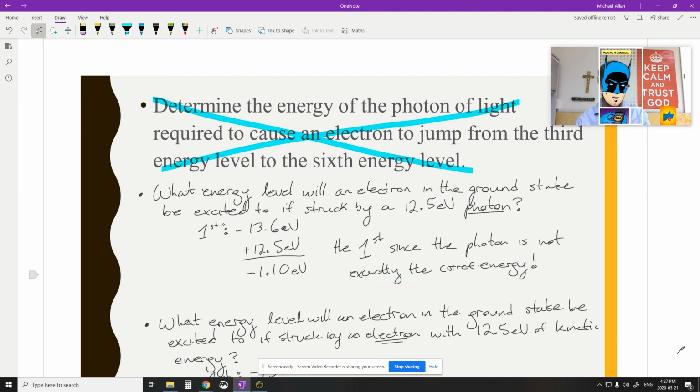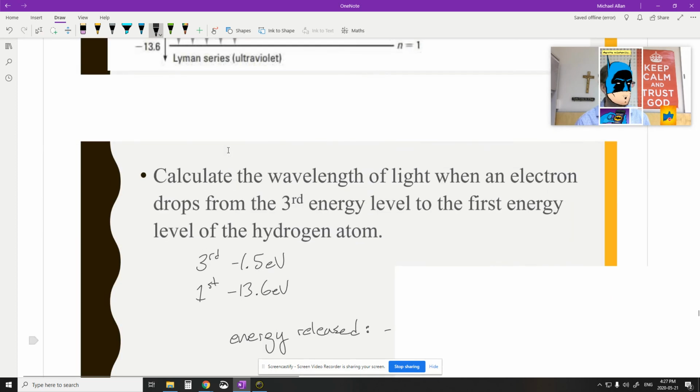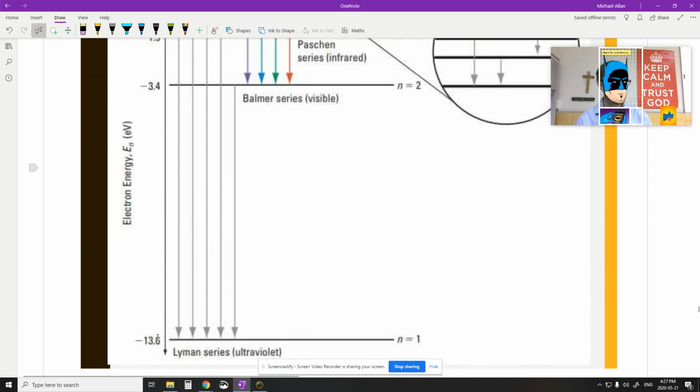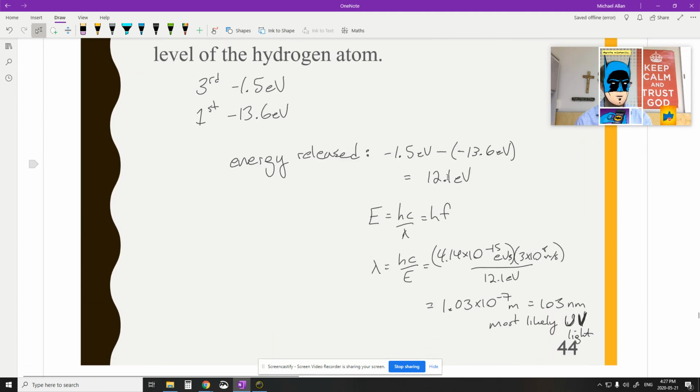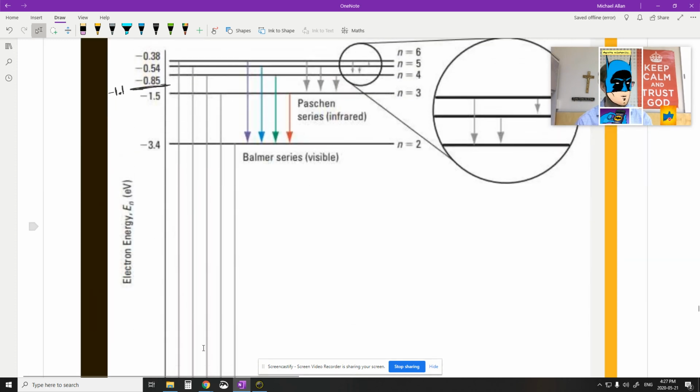Right? It needs to be perfect for it to get to the next level. So if I wanted to get to energy level 3 from the first level, I think we did that here. If I wanted to go from 1 to 3, I would need 12.1 electron volts, pretty much exactly, if I was a photon to get to that one.